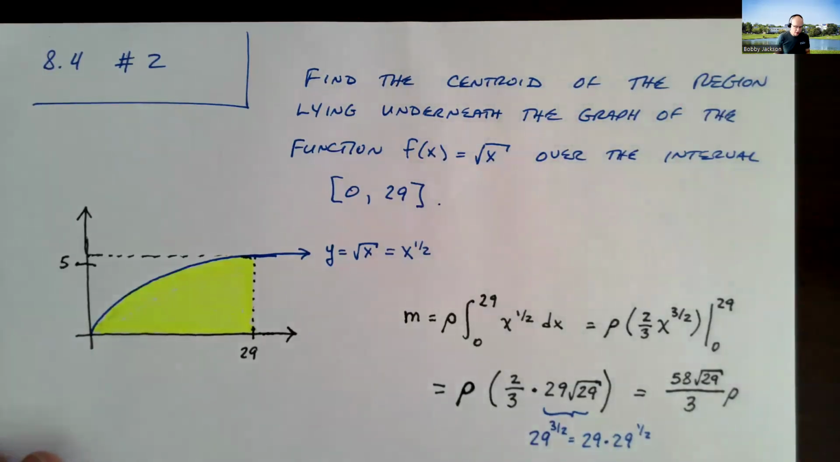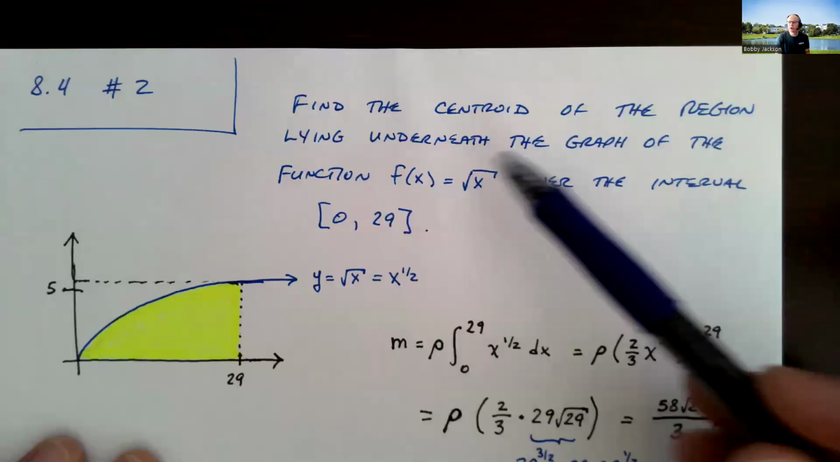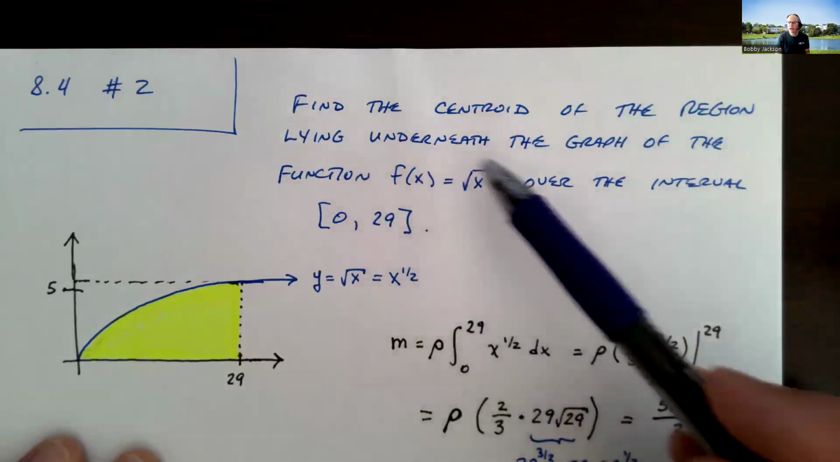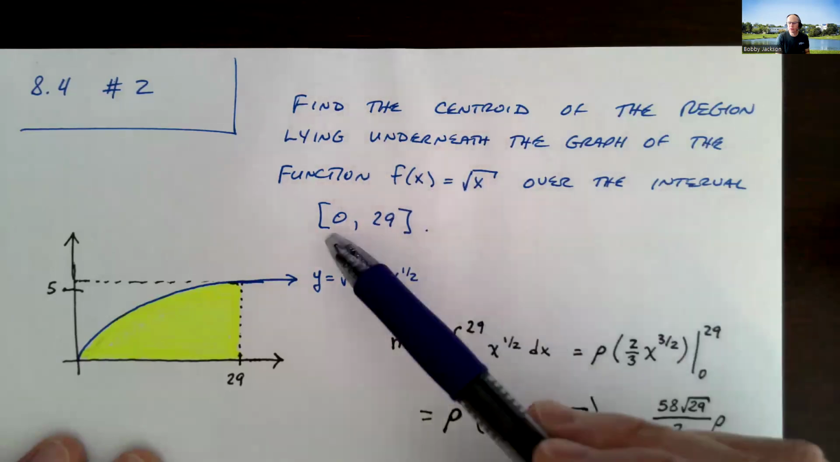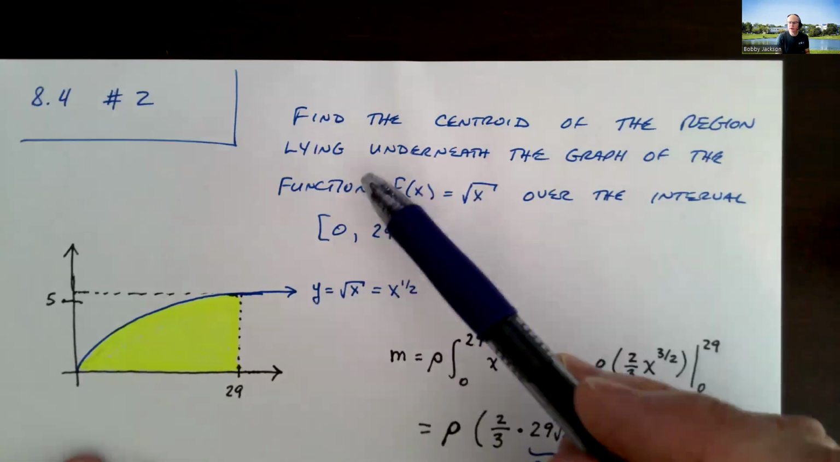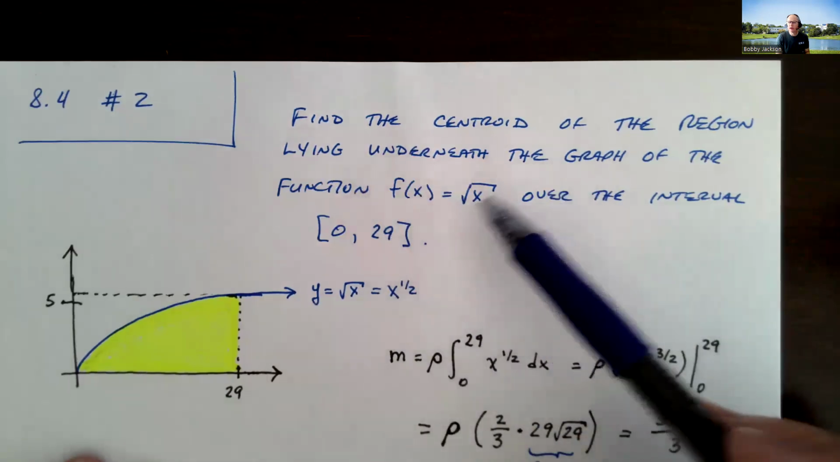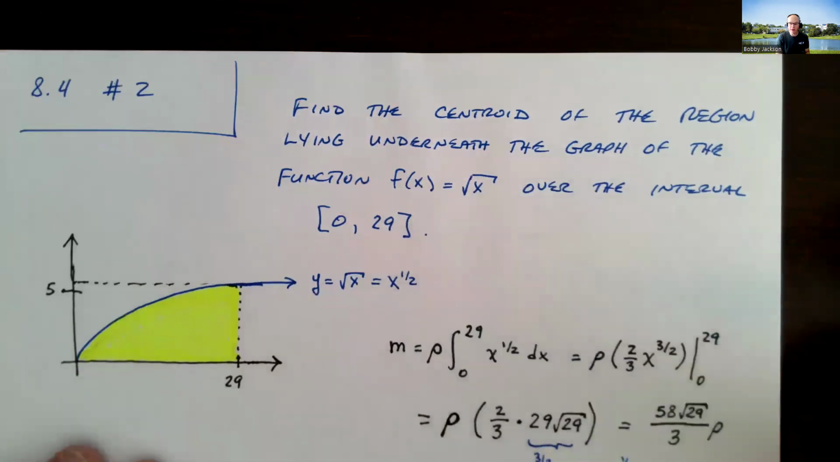Hey everyone, let's take a look at number 2 in section 8.4. In this problem, we're going to find the centroid of the region lying underneath the graph of the function f of x equals the square root of x over the interval from 0 to 29. Of course, they mean lying underneath the graph of this function and above the x-axis.